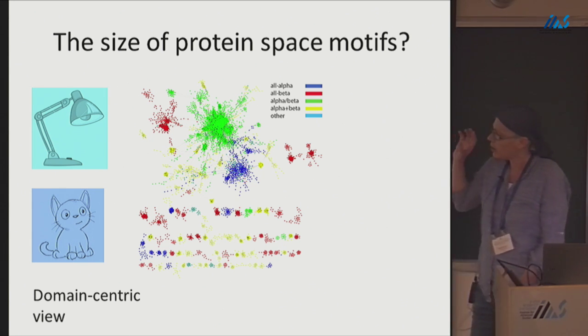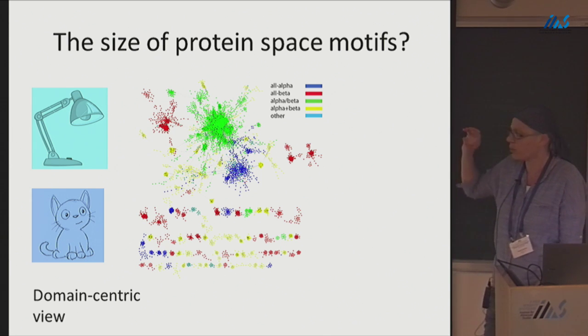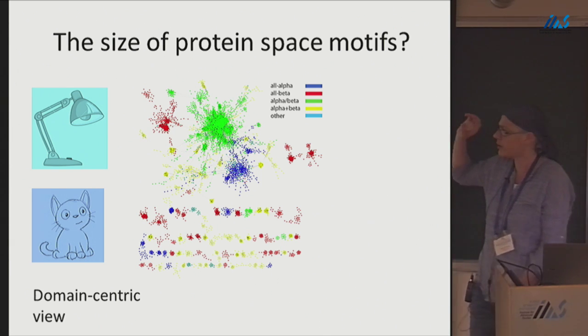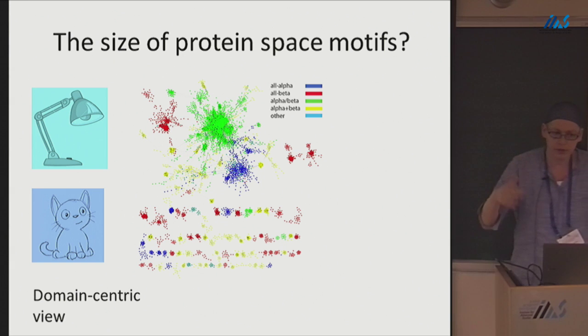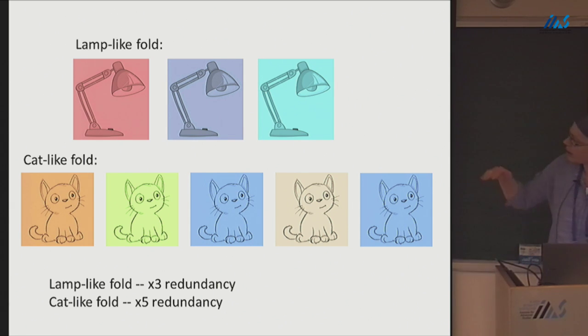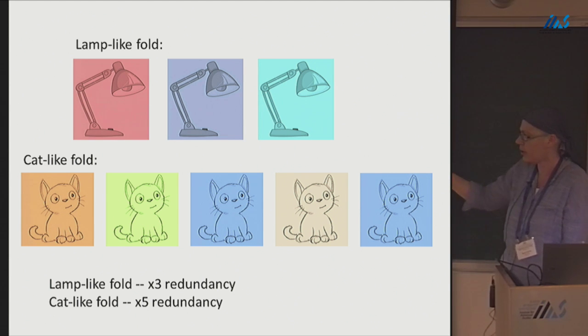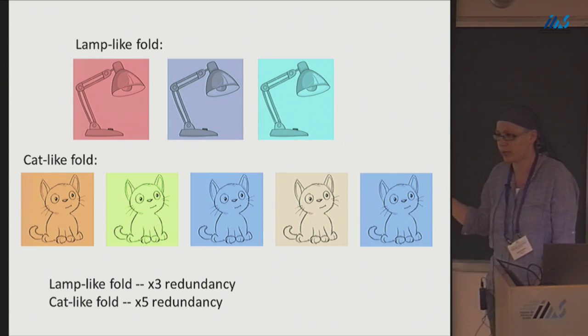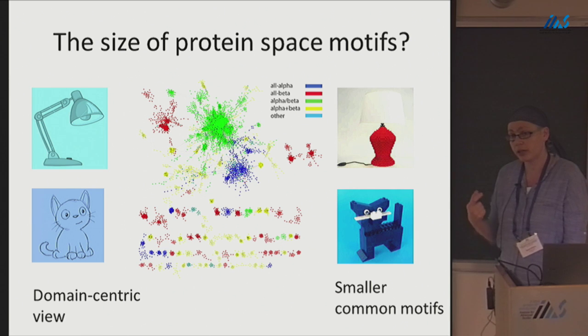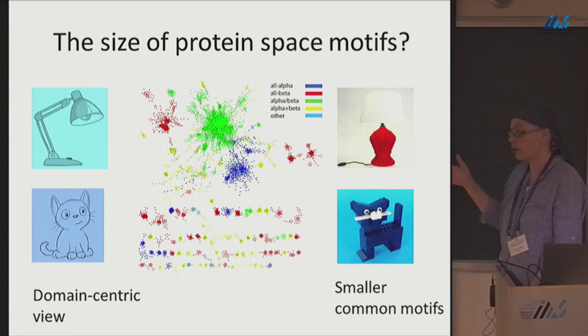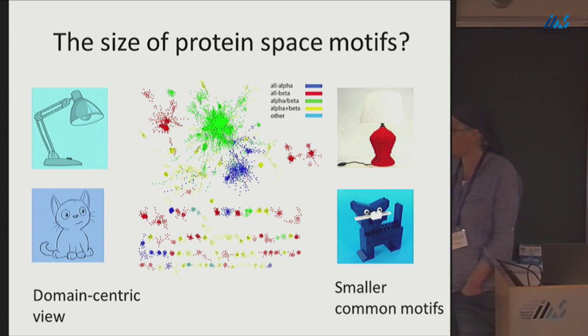Imagine that we just focus on two folds. One is a cat-like fold, and one is a lamp-like fold. If these are the two folds that we have, we see multiple instances of cats and multiple instances of lamps. The lamp-like fold has 3, and I did it with a different shade, and the cat-like fold has 5 different instances in space. But it could be that actually they're composed of smaller entities. And here I use the Lego metaphor, that the cat and the lamp are actually built from Lego.